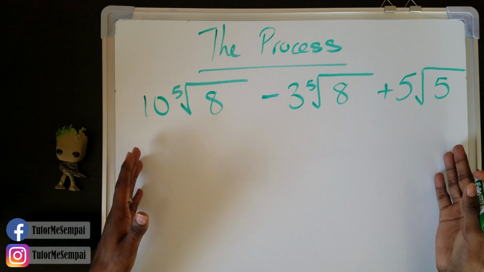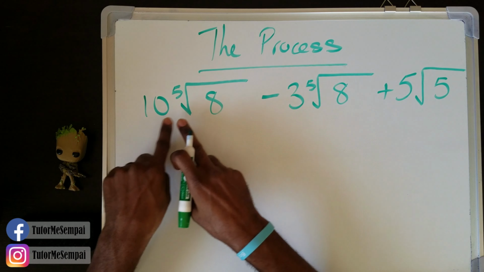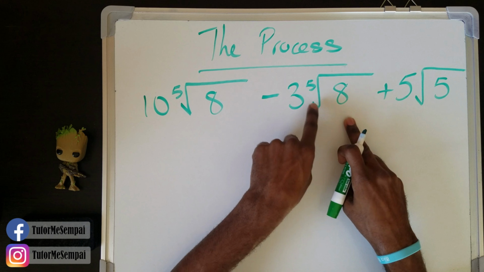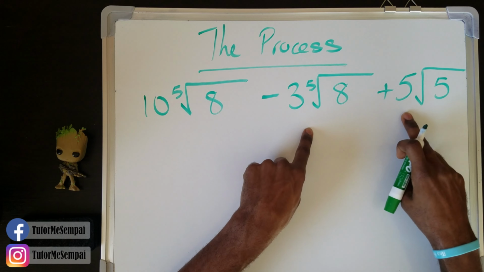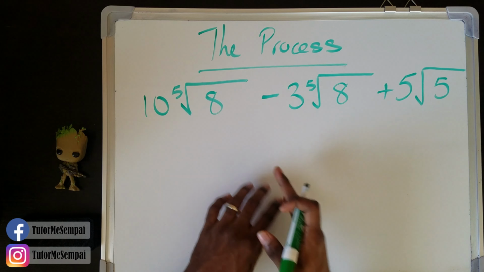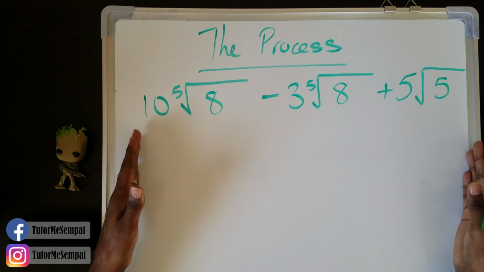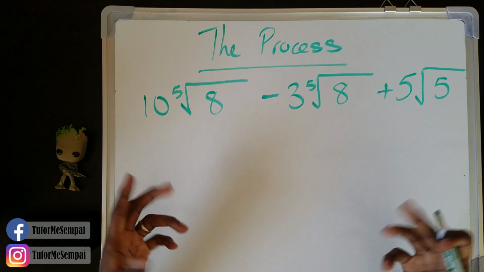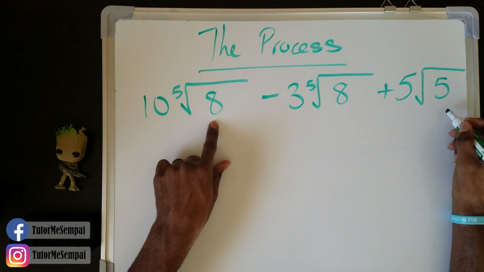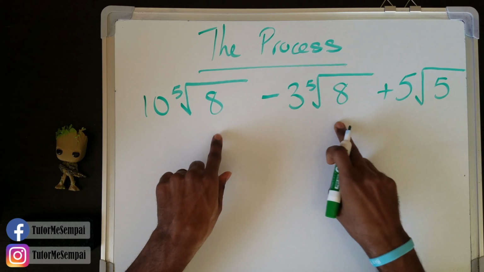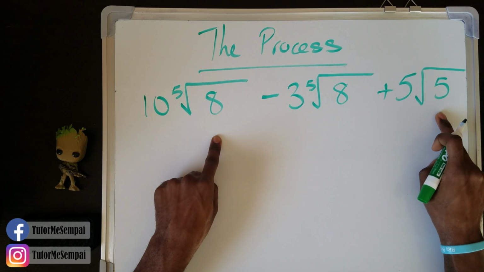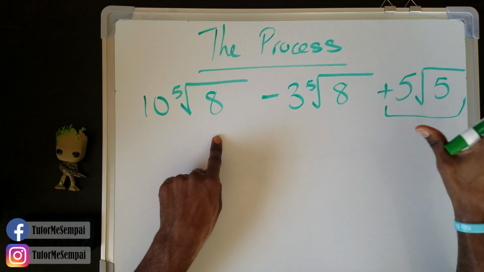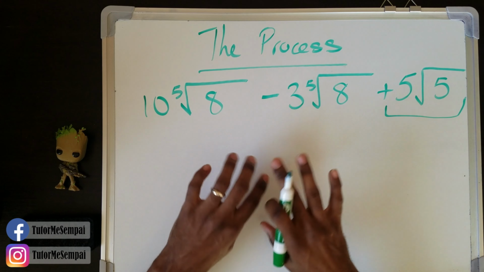So let's look at this example here. You have 10 times the 5th root of 8 minus 3 times the 5th root of 8 plus 5 times the square root of 5. I want you to combine your like terms in order to add and subtract these radicals. First thing you have to do is identify your like terms, your radicands. Are they the same? Well, these are the same, but this one's not. So we're automatically excluding this. We're not going to be able to combine this because your radicands are not even the same.